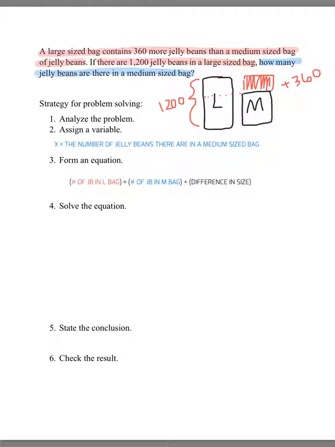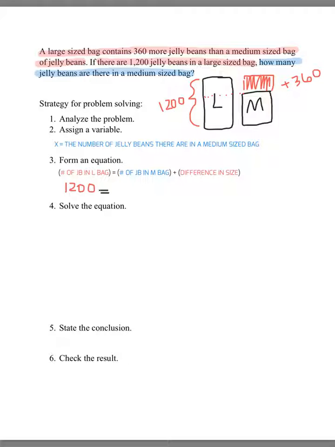And the difference in size. Well, we know from the first sentence that the large-sized bag contains 360 more jelly beans than the medium-sized bag, and that was represented in red, so we'll go ahead and color code that in red. So there we go. That's what our equation should look like for the most part. Now let's go ahead and fill things in. So the number of jelly beans in a large bag, we know that to be 1,200.